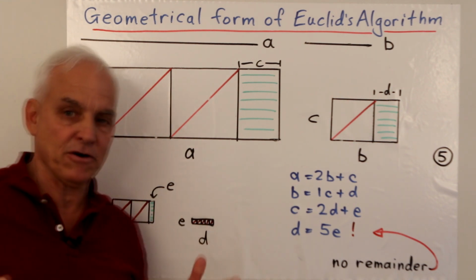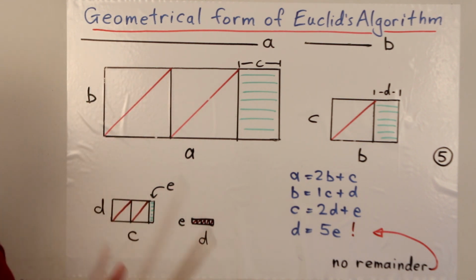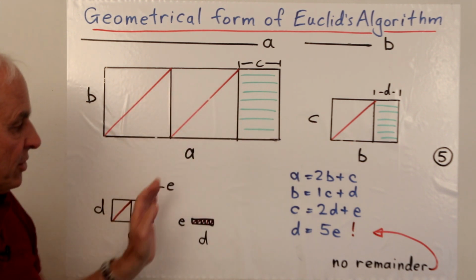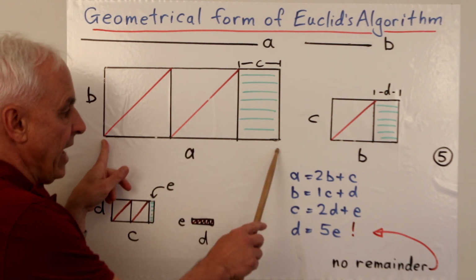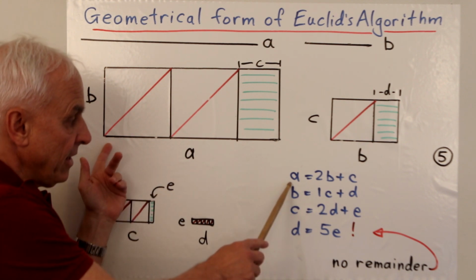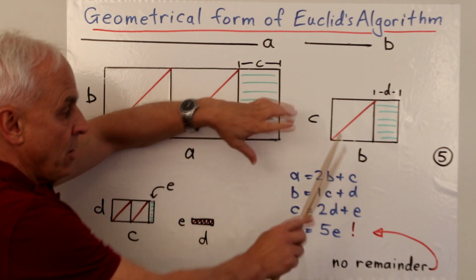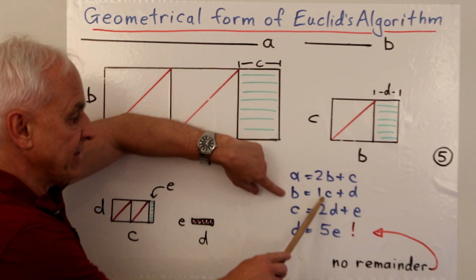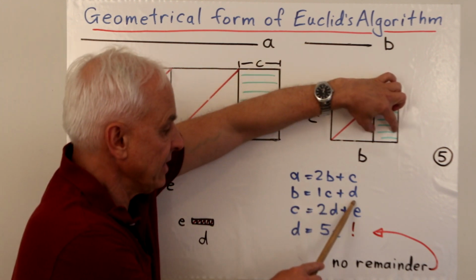Now, this might be easier for the modern viewer to appreciate if we write it down algebraically. Okay, so let's look at the corresponding equations to these diagrams. The first diagram, we were really taking A and we were essentially dividing it by B. We're saying that A is equal to 2 times B plus some remainder of C. Okay, and then in the next diagram, we were taking B and essentially dividing it by C, saying, okay, B is equal to 1 times C plus a remainder of D.